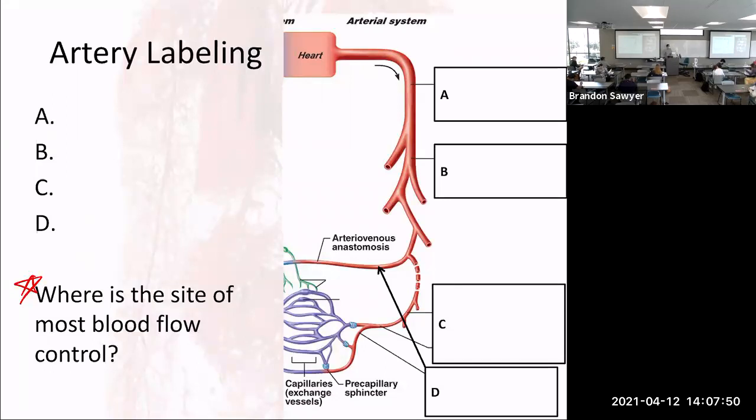So just make sure you're answering that question there at the bottom. Where is the site of most blood flow control? We could also change that to blood pressure control.